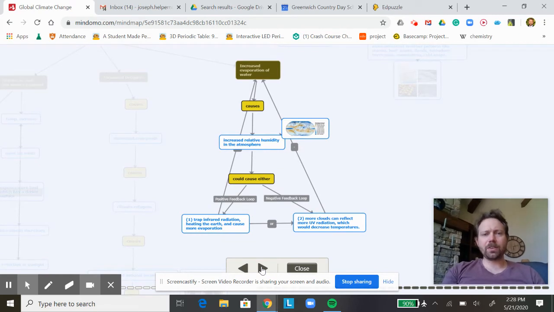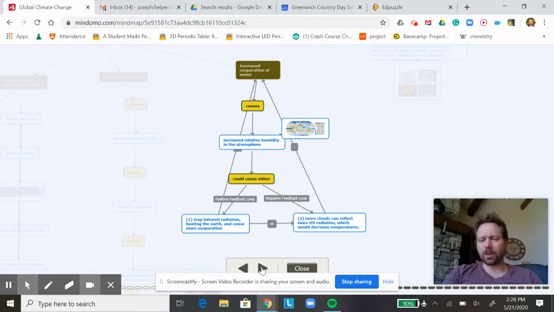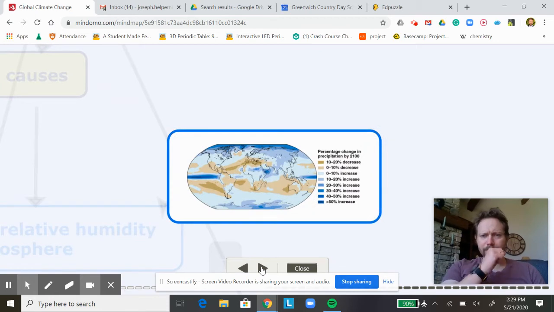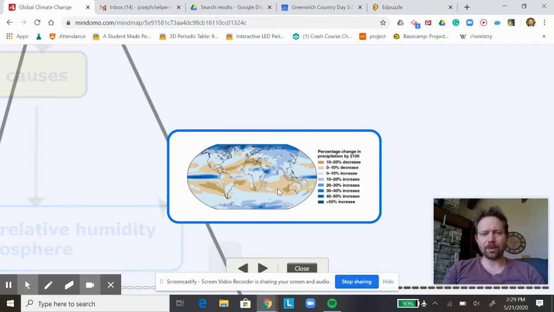Next, the increased evaporation of water. When temperature rises, water turns to vapor more frequently, and this causes an increase in precipitation in different areas around the globe. As you can see, around the equator you have more precipitation, but you also have decreases as a result of the increases in other places. And so you see some places that also have droughts as well.